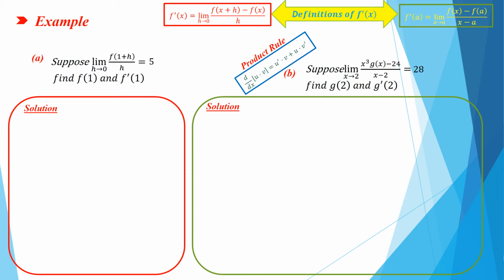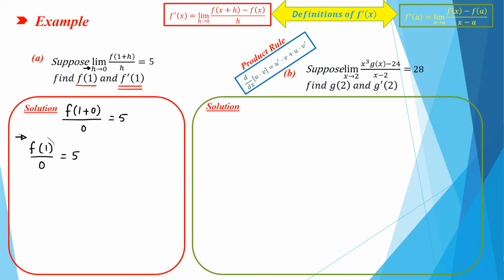So we'll start with part A. Suppose that the limit of f of 1 plus h divided by h, when h goes to 0, equals 5. You have to find f of 1 and f prime of 1. So by direct substitution, if you replace h by 0 in our function inside the limit, you'll get f of 1 plus 0 divided by 0 equals 5. And this gives us that f of 1 divided by 0 equals 5.